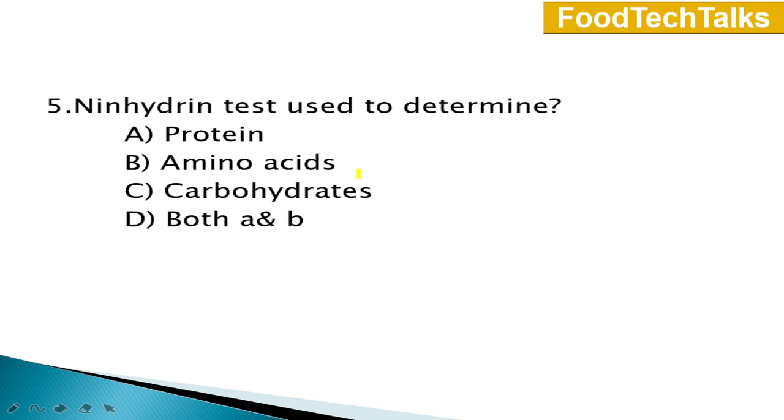Fifth question, Ninhydrin test is used to determine. Options are A. Protein, B. Amino acid, C. Carbohydrate, and D is both A and B. Answer is option D, both A and B. Ninhydrin can be used to detect presence of both protein and amino acid.